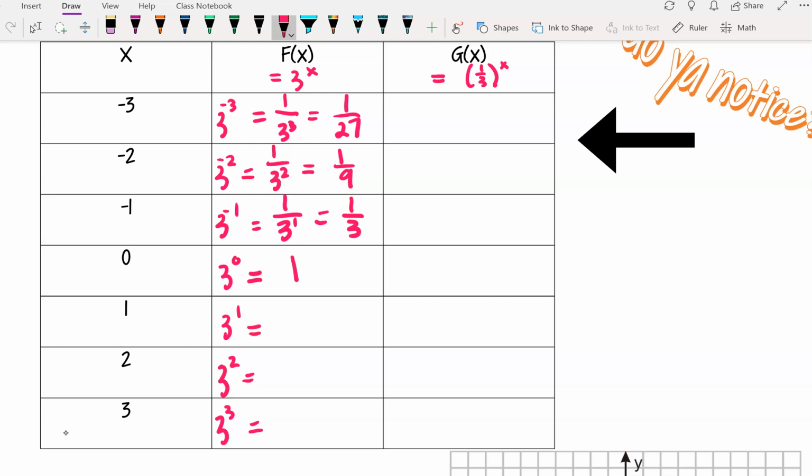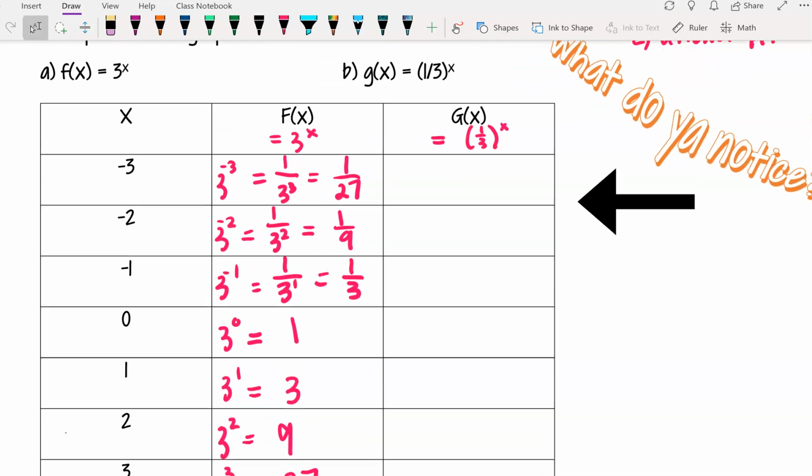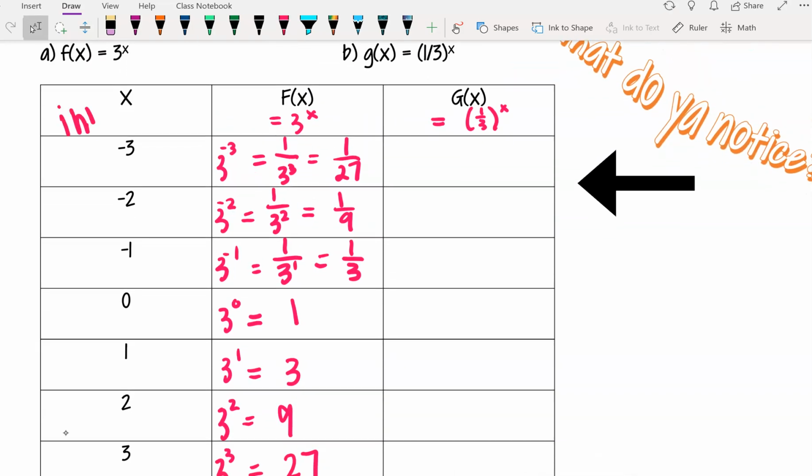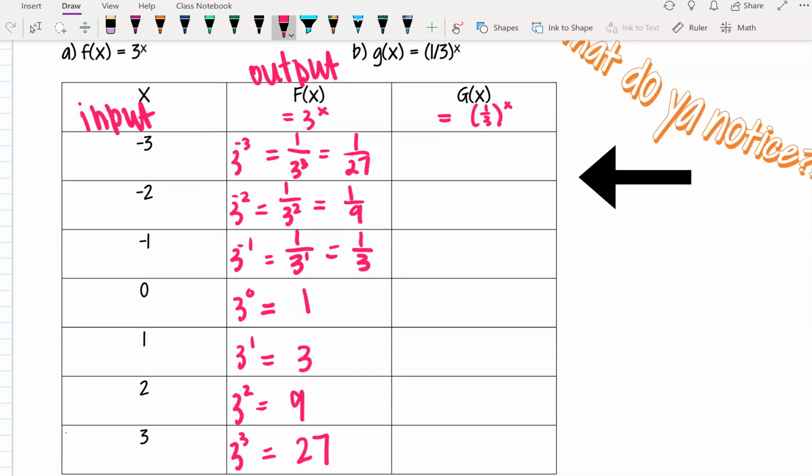So 3 to the first is just 3, 3 squared is 9, and 3 to the third is 27. When we have an input of these numbers, we get f of x, which is our output, if you remember from Algebra 1. So we get all these outputs. What I want you to do is plug negative 3 all the way to 3 into x and finish g of x on your own. So go ahead and do that now.